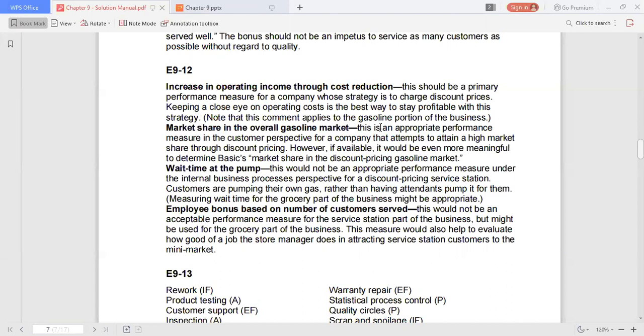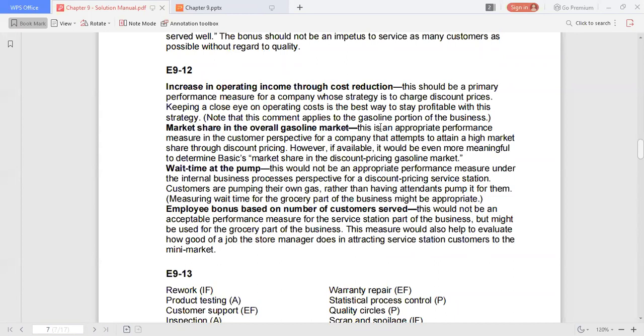Wait time at the pump. This would not be an appropriate performance measure under the internal business process perspective for a discount pricing service station. Customers are pumping their own gas rather than having attendants pump it for them. Measuring wait time for the grocery part of the business might be appropriate.